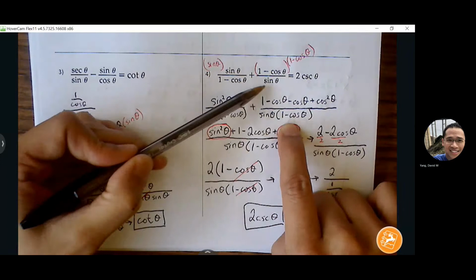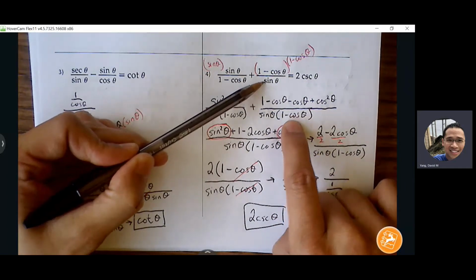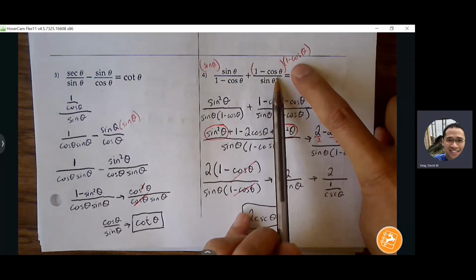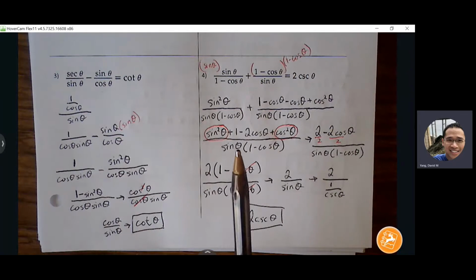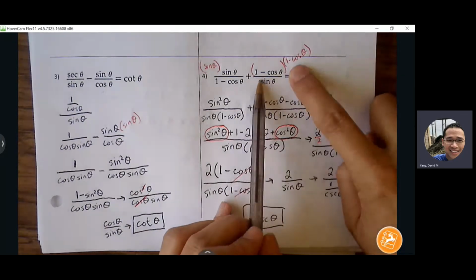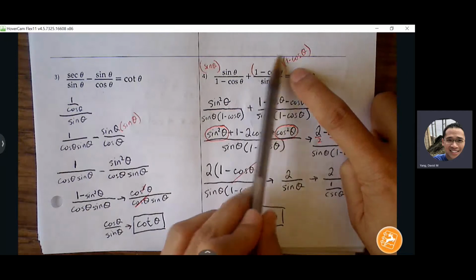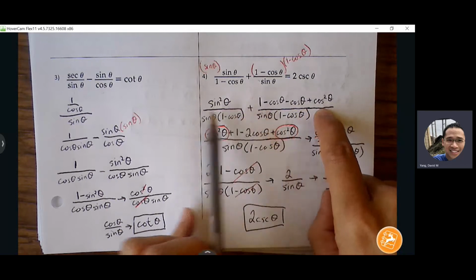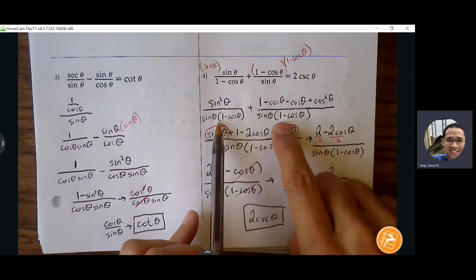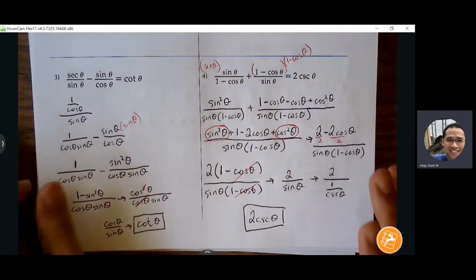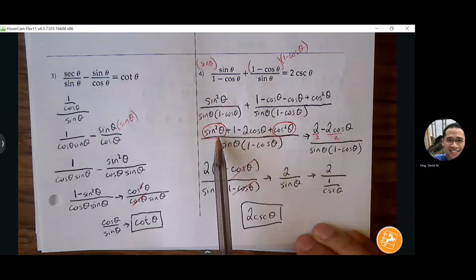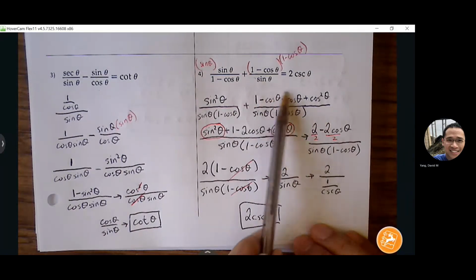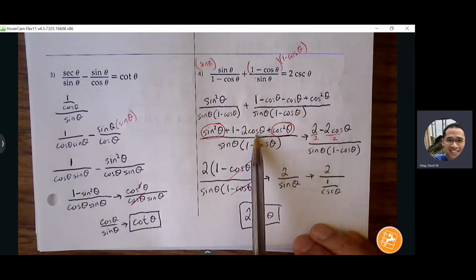Second fraction, old to new. I'm missing a 1 minus cosine, so I need to multiply the numerator by 1 minus cosine. Careful, if you see 1 minus cosine times 1 minus cosine, we can't just make it 1 minus cosine squared. We really want to take the time to FOIL this out. So distribute, you get 4 terms: 1 minus cosine minus cosine plus cosine squared. We're going to take advantage of the fact that we now have common denominators. We can merge the numerators together. So I put all these terms together. Minus cosine minus cosine is negative 2 cosine.